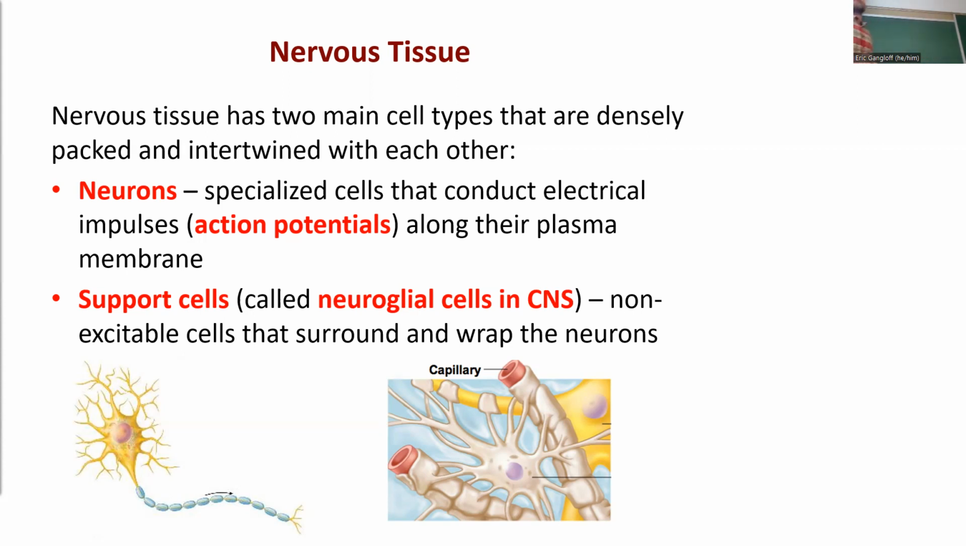Now, the neurons tend to get all the flashy credit because they're the ones that are actually conducting those electrical impulses. It's really important to know, in addition to that, that there are all of these support cells that make that possible. So what I want to do is walk you through the structure of neurons and how they work. And then we're going to walk through some examples of support cells in both the central and peripheral nervous systems. Any questions before we go to the next slide? Cool.